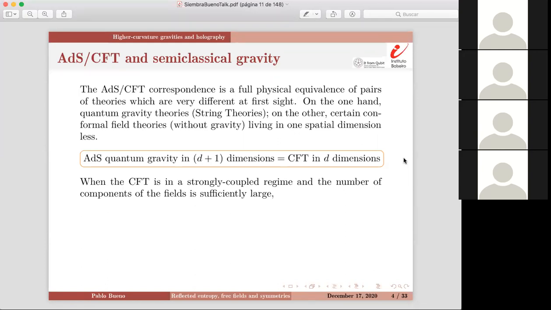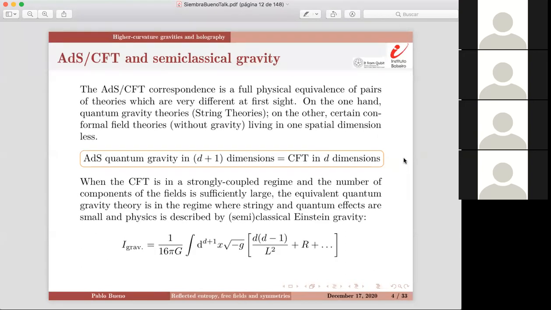Good. Okay. So in the regime in which the CFT is strongly coupled and the number of components of the fields is sufficiently large, then you can see that the description on the gravity side is just classical Einstein gravity, or supergravity in general. So you can describe the physics by a classical action in which you have your cosmological constant, which I already chose to be negative, and your Einstein-Hilbert piece plus matter, which comes from whatever supergravity theory you have. So we can use the tools of classical gravity in this regime to learn quantum things.